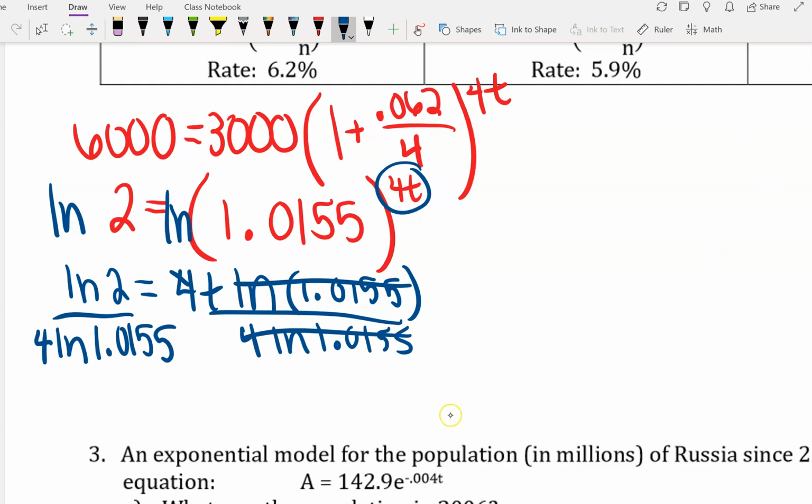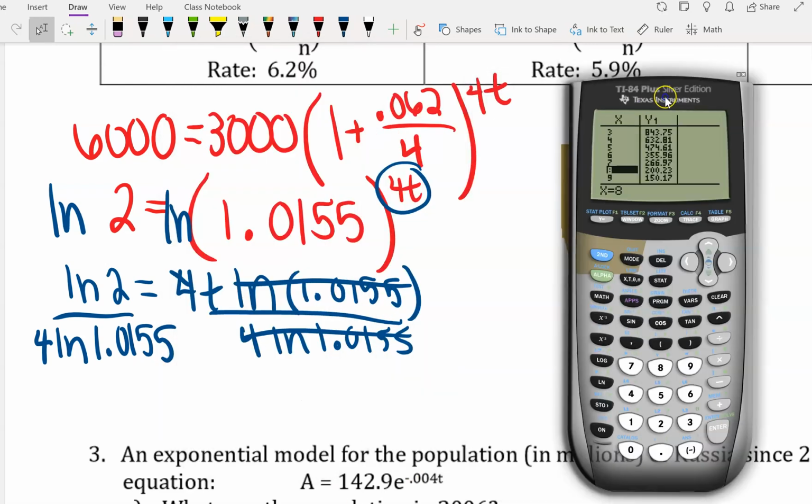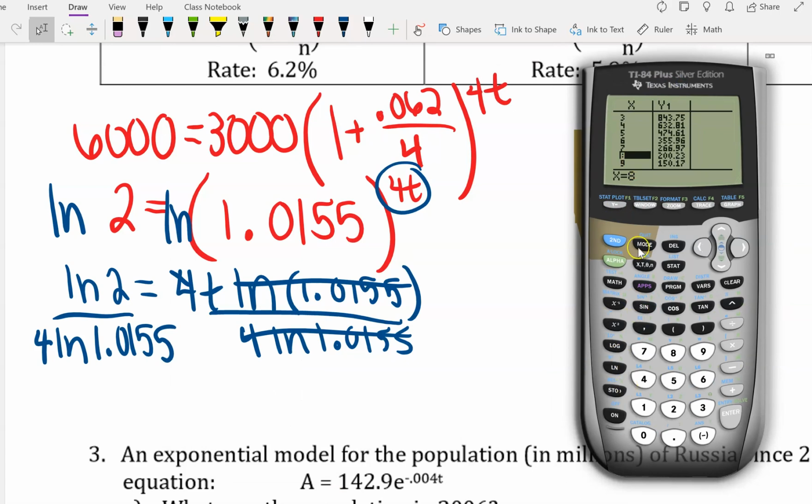So what I'm going to type into my calculator is, let's quit this, clear, natural log of 2, and then I'm going to divide that by 4 natural log, oops, I didn't mean to do that, delete, natural log of 1.0155, close parentheses. And I got 11.266 years.